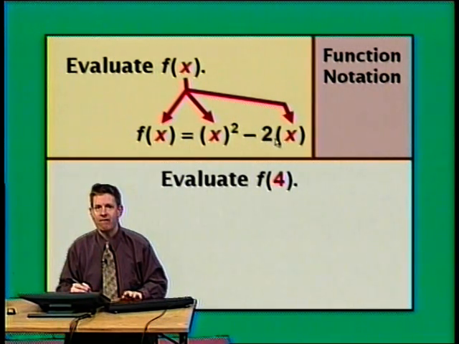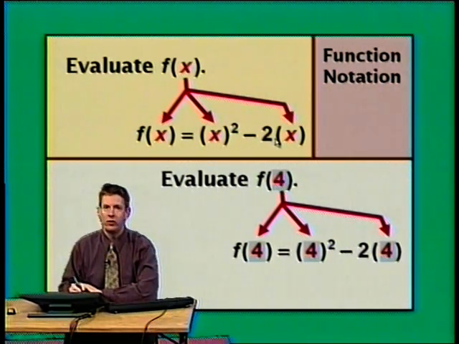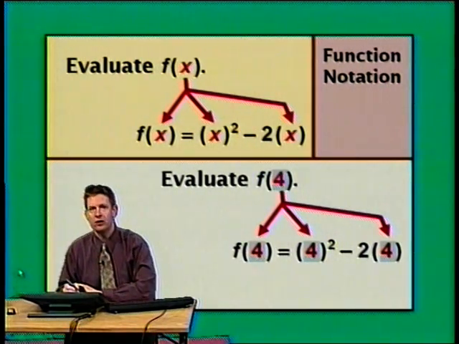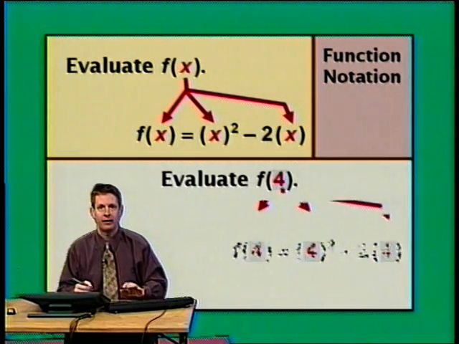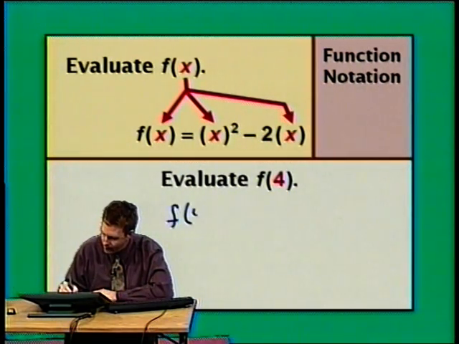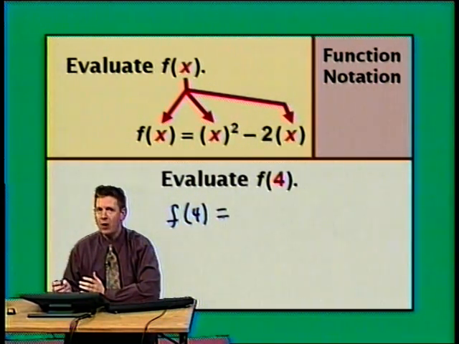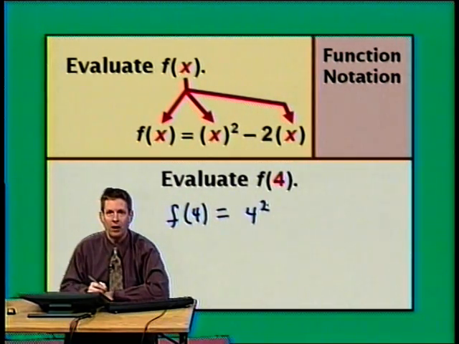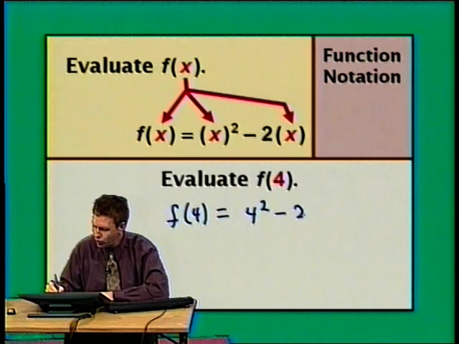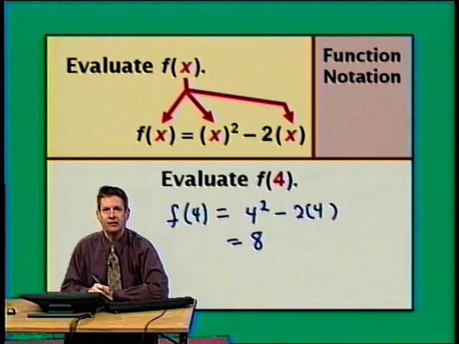So I need to take that 4, and I need to substitute it for x on both the left side of the equation and both occurrences on the right side of the equation. So let's go ahead and do that. F of 4 is equal to, well, when I have x in parentheses squared, that's just saying square the number inside the parentheses. The number inside the parentheses is 4, so I need to square 4, and then I need to subtract 2 times the number in the parentheses, 2 times 4. And we already saw that this equals 8.